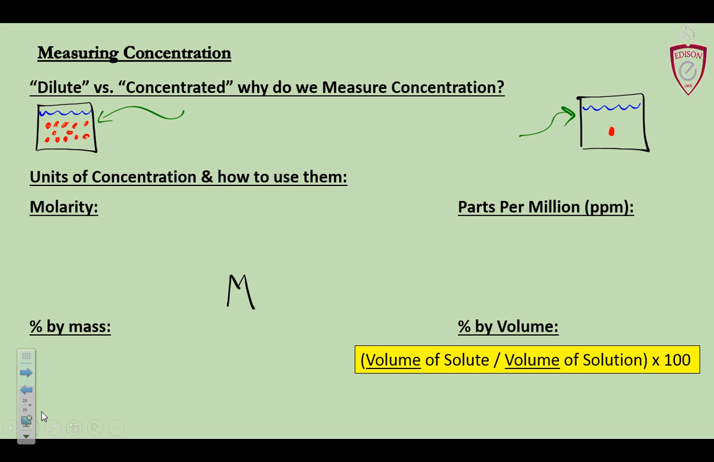And percent volume is the same thing. It's going to be the volume of the solute over the volume of the solution times 100, and you're just going to have units of percent. It's not volume of solute divided by volume of solvent, because when you mix liquids, they don't always add up to what you think they should have added up to. It's the volume of the solution.